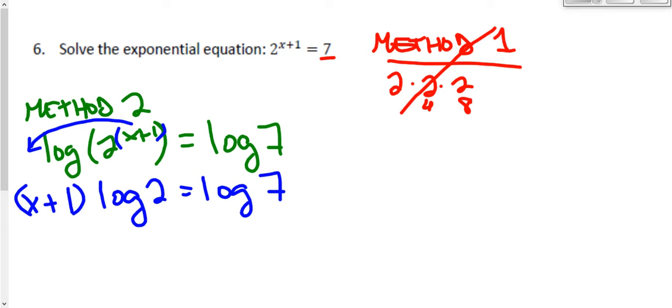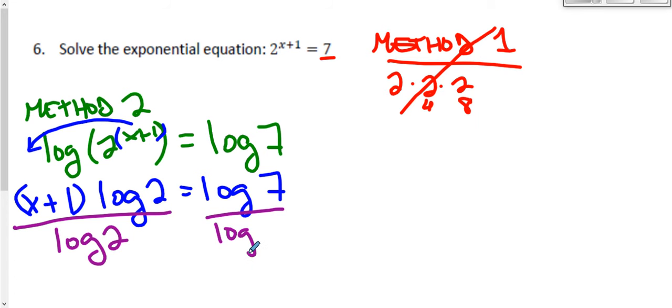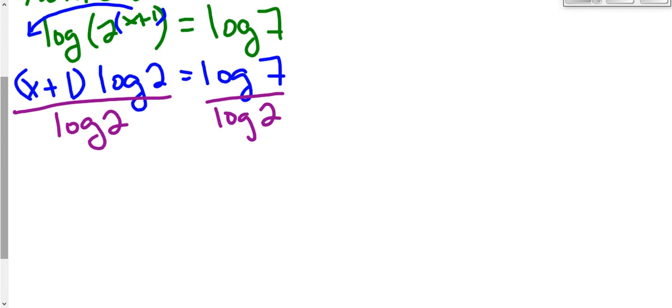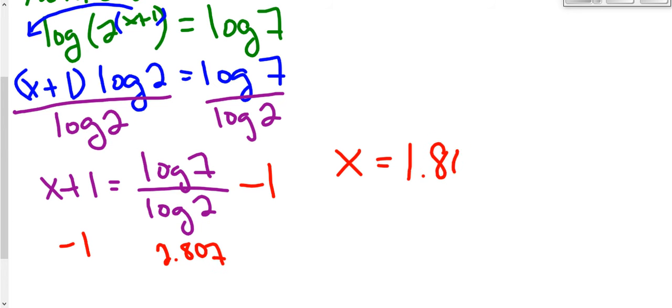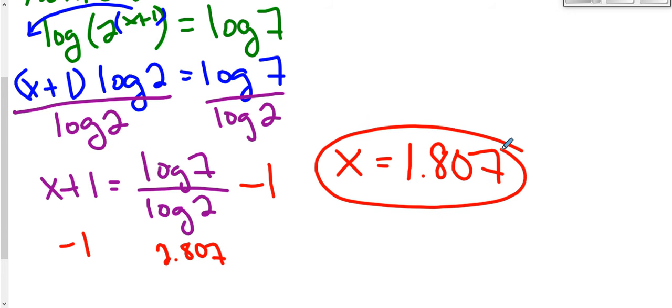Now if I want to find my final answer, I just have to get this log of 2 away from the x plus 1, divide both sides by the log of 2, and then I'll end up with just x plus 1 equals whatever this number is, log of 7 divided by log of 2. Now after I finish dividing those in the calculator, all I have to do is subtract 1 from both sides to get my final answer. So x is going to equal log of 7 divided by log of 2, which if you type in the calculator is 2.807. And then we subtract 1, and we get 1.807 as our final answer.